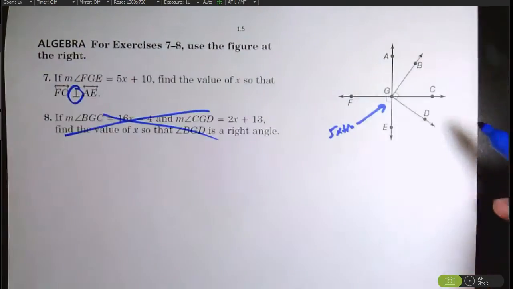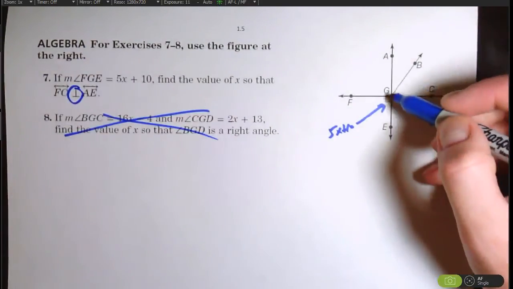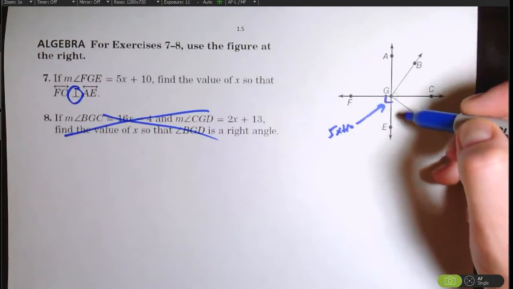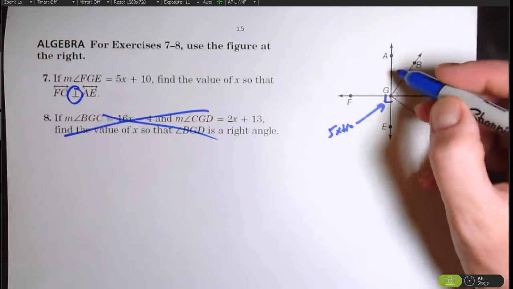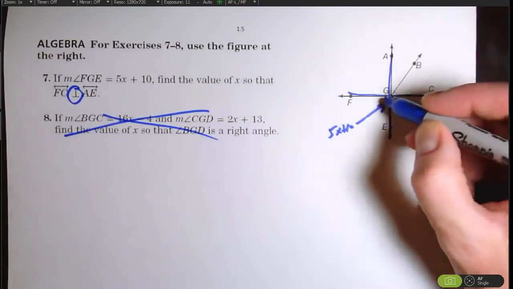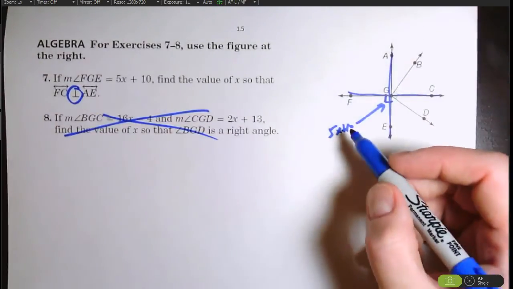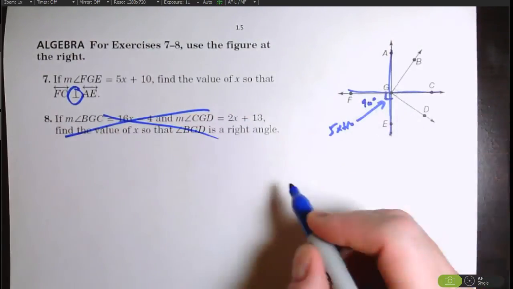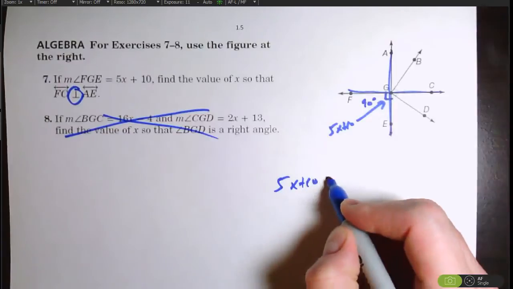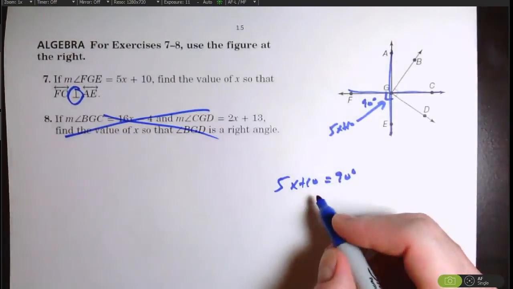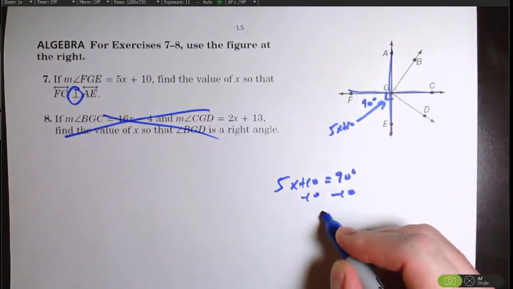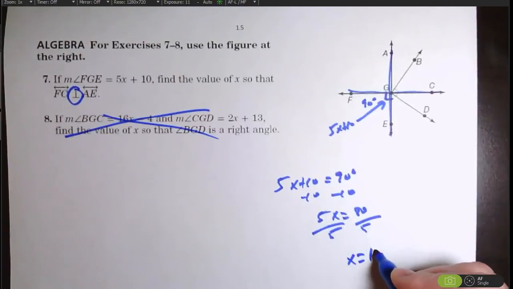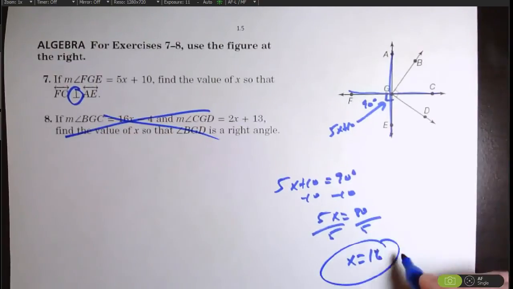Now, perpendicular means they form a right angle. So they've drawn it here, which is kind of confusing, but really they shouldn't have drawn the right angle, and they should have just left it be, and then you have to assume that, since they had to be perpendicular, they form a right angle. So really the question is this: find x so that 5x plus 10 is 90. So subtract 10. Divide by 5. X is 16.